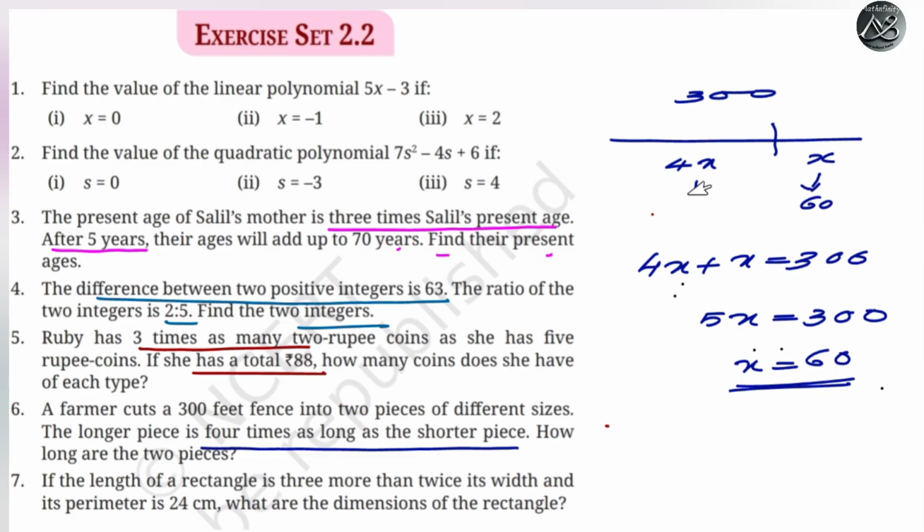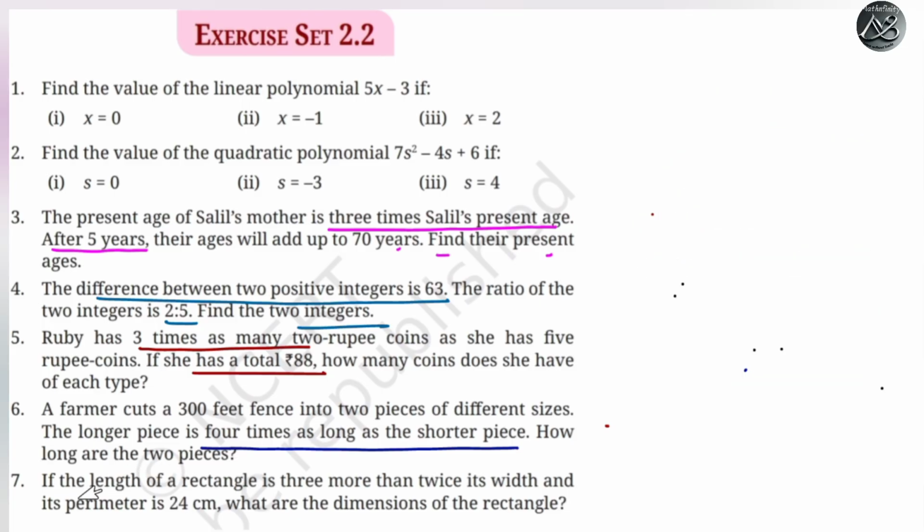So what will be the length of the longer side? 4 into 60 is 240. So the length of the shorter piece is 60 feet and the length of the longer piece is 240 feet. Now the last question. If the length of a rectangle is 3 more than twice its width and its perimeter is 24 centimeter, what are the dimensions of the rectangle?